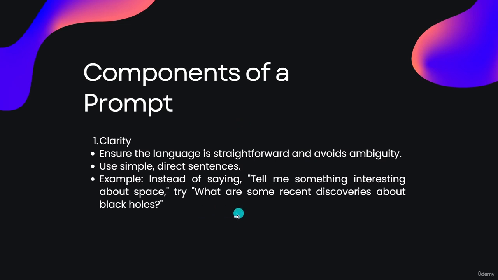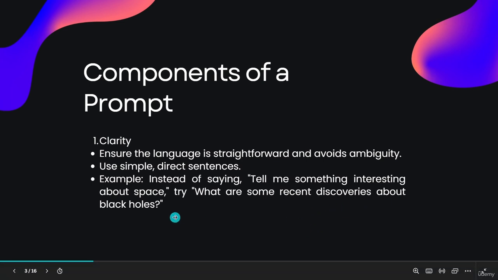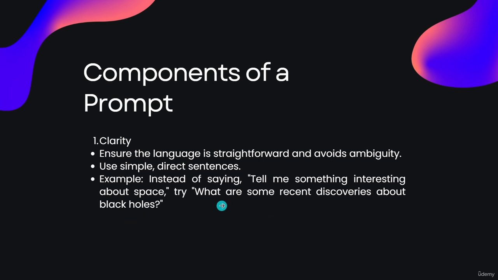If you try to give clearer instructions, like "What are some recent discoveries about black holes?", you can see here you have a clear intent. You need some discoveries about black holes. Black holes means you are focusing on a specific topic in space, in which you have a clear intent. It is a clear prompt, so the AI will understand that you need some recent discoveries about black holes, and it will give the best output for your prompt.